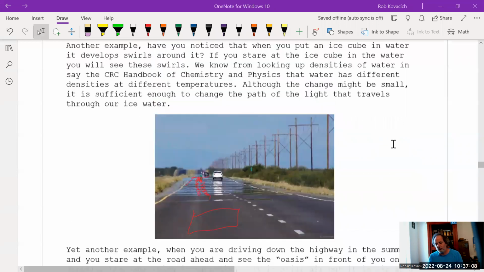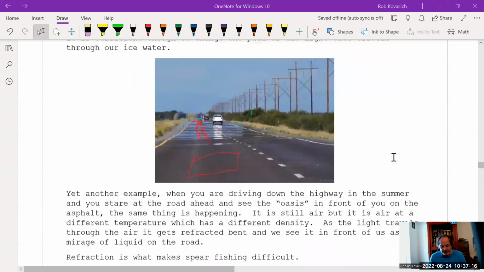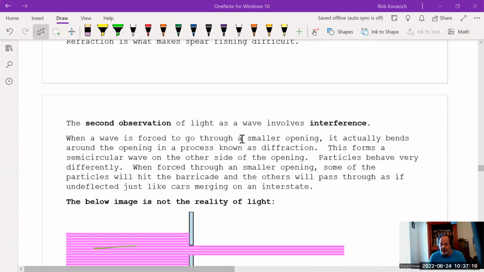All right, so we should be able to agree that light is acting like a wave because it's refracting. This is what waves do, they refract. Okay, the second observation is something called interference. Interference sounds like stuff getting in the way, but actually two different sources of light or two different wavelengths of light will interfere with each other in a way that's constructive or destructive. Constructive interference means that it makes the light brighter, and destructive interference means that it makes it more dim.